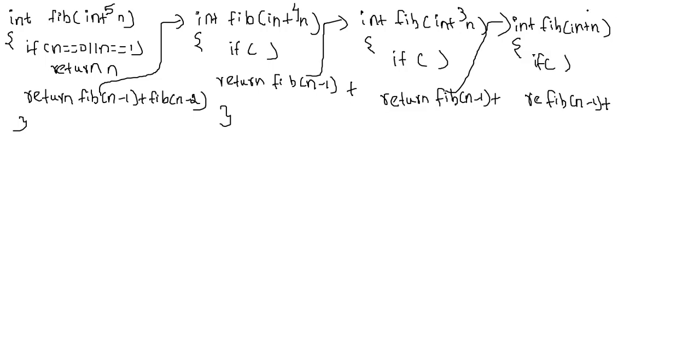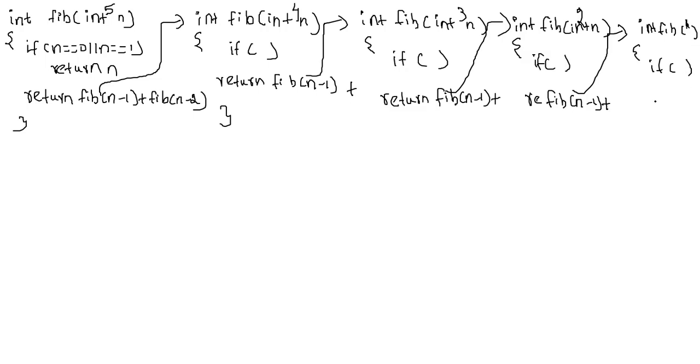So n minus 1, what is my n value here? n value is 2. 2 minus 1 is 1. I'm calling a recursive call. So int fib of int n. So here n value is 1. Check the if condition. Yes, if condition is true. If the if condition is true, I have to return n value.